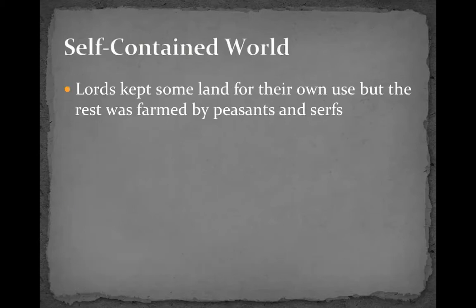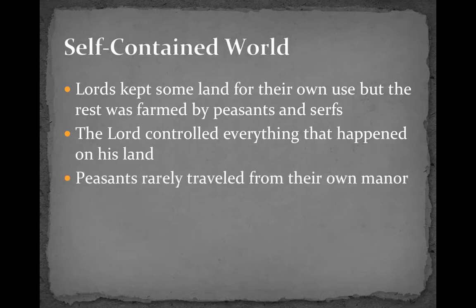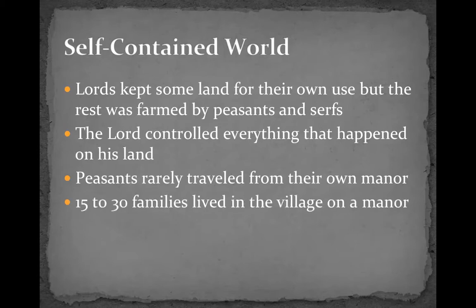Lords tended to keep some land for their own use, but most of it was farmed by peasants and serfs. The lord controlled every single thing that happened on his land. Nothing happened without the say of the lord who owned it. Peasants also very rarely traveled from their own manor. So people would be born, live, and die within the same 5 to 10 mile radius.